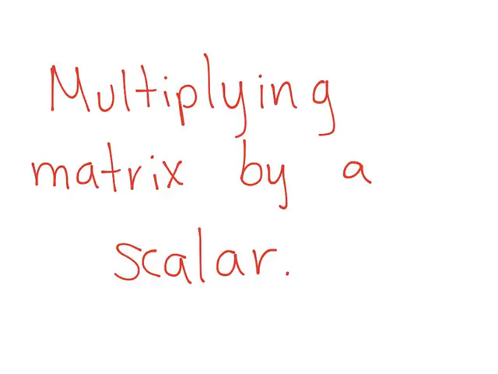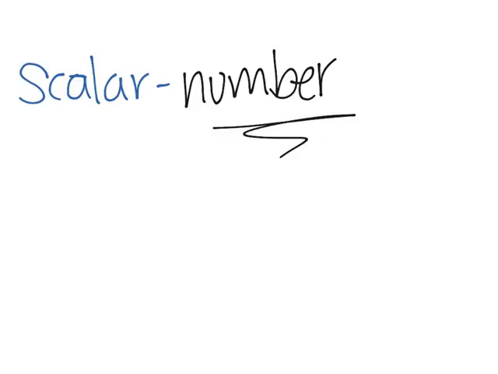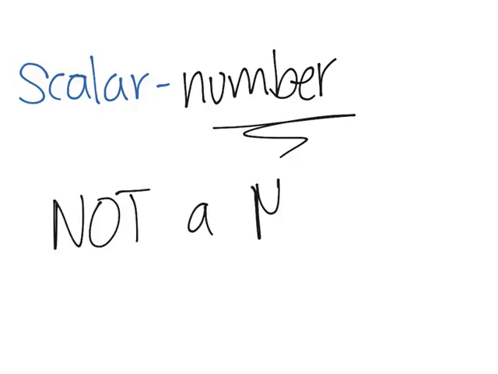Hello, today we will learn how to multiply a matrix by a scalar. A scalar is just a number. Keep in mind that it's not a matrix. If you want to multiply a matrix by a scalar, it's very easy. What you do is just multiply every entry of the matrix by that scalar.